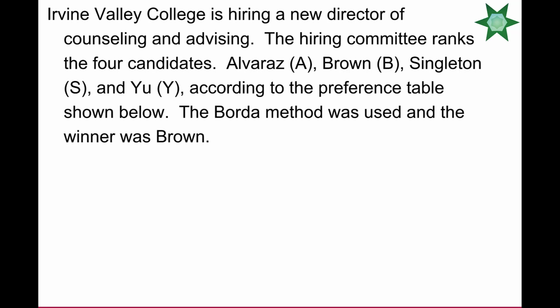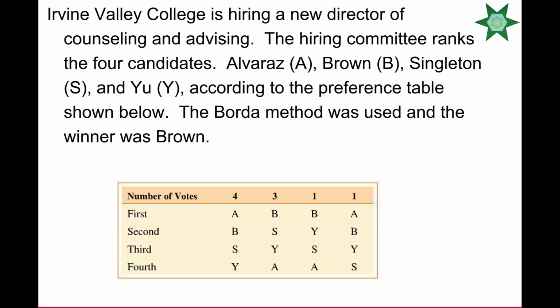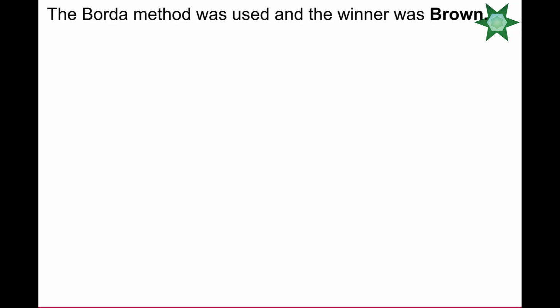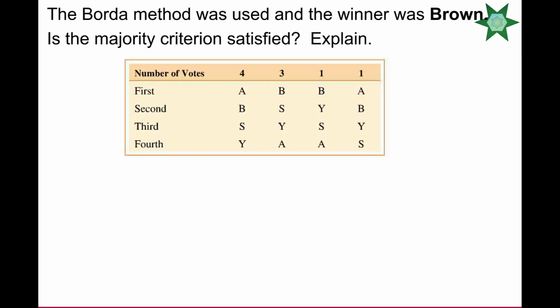Irving Valley College is hiring a new director of counseling and advising. The hiring committee ranked 4 candidates: Alvarez, Brown, Singleton, and Hugh, according to the following preference table. The Borda count method was used and Brown was declared the winner. Is the majority criterion satisfied? Explain. Okay, so we said Brown was the winner.